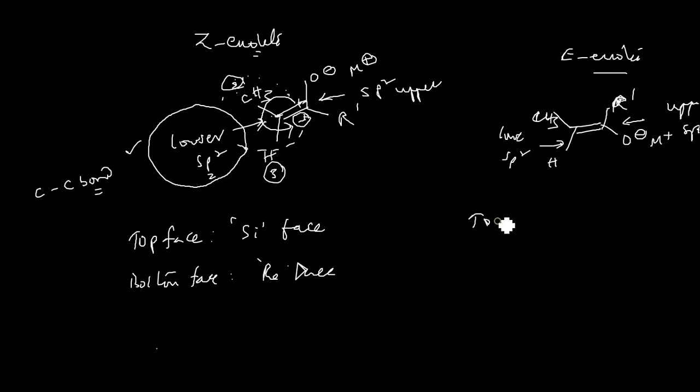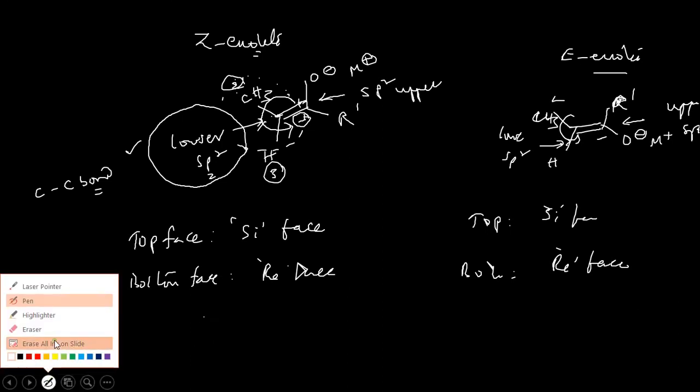Whereas in the case of E enolate, there are two faces you can observe. The top face is 1, 2, 3 again. You can also get here the same Si face, and the bottom face is Re face. So overall you have observed that your two starting materials, aldehyde and enolates, have different kinds of faces, right? So let us discuss that.